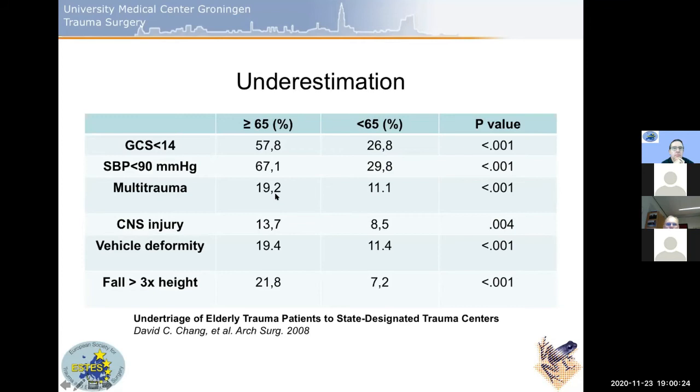And so on, even with brain injury, or what everyone can see as a severe deformity, and if you fall from a height higher than 3 meters, even then 1/5 of the patients don't go to a level 1 trauma center. So I think another lesson to learn is that we underestimate the severity of the injury in the older patient.